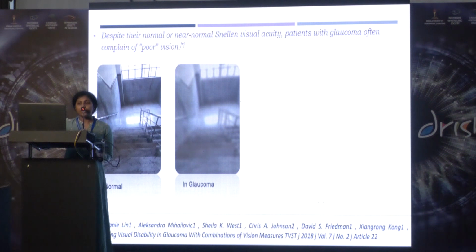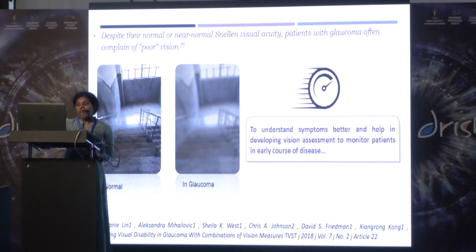Despite their normal or near normal Snellen visual acuity, patients with glaucoma often complain of poor vision. This study was conducted to understand the symptoms better and help in developing vision assessment to monitor patients in the early course of the disease.